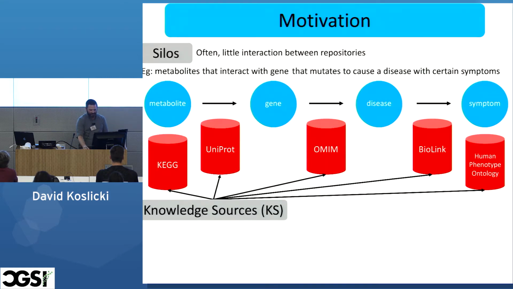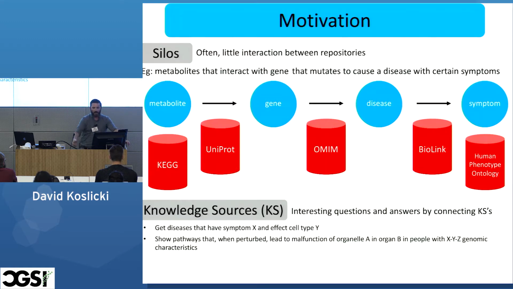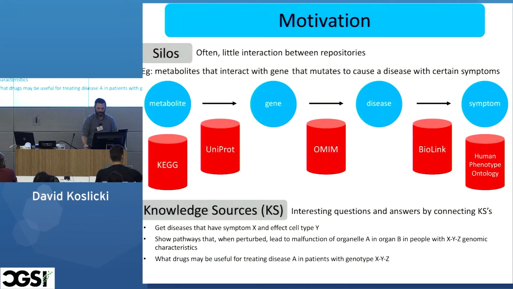Okay, so we got all these knowledge sources. We want to hop in between them. We want to be able to answer interesting questions by connecting these different knowledge sources. And there are a bunch of different interesting questions that can be asked. So for example, can we get all the diseases that have certain symptoms that affect other sorts of cell types? Or pathways that, when disturbed, lead to a malfunction in a certain organelle in a particular organ in people with a certain genotype. So these are really specific kinds of questions that might be interesting, especially for clinical applications.